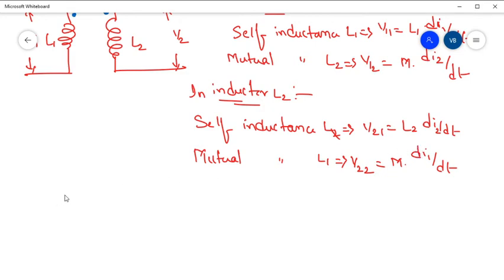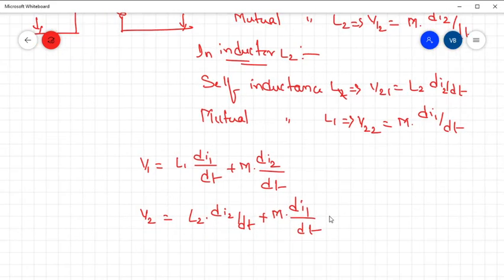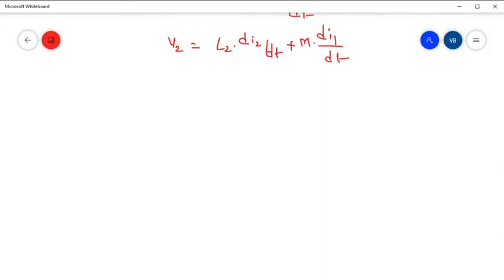Okay. So now what is the voltage here? What is the V1 voltage? We can write V1 as L1 into di1 by dt plus M into di2 by dt. What is the voltage V2? L2 into di2 by dt plus M into di1 by dt. Okay, I think you are clear. I'll take another example.